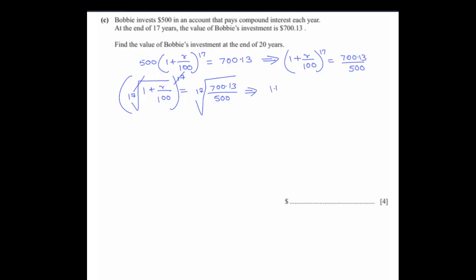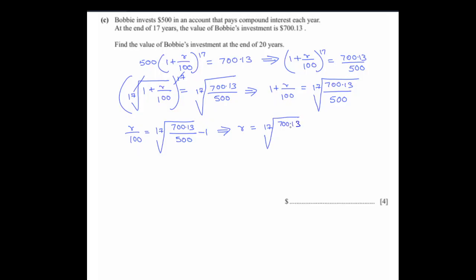Now you are left with 1 plus r by 100 is equal to 17th root of 700.13 by 500. Keeping r by 100 on the left hand side, bring 1 on the right hand side. So 17th root of 700.13 by 500 minus 1. Keeping r on the left hand side, bring 100. 17th root of 700.13 by 500 minus 1, multiplied by 100. Do this in calculator, you will get the value of r.